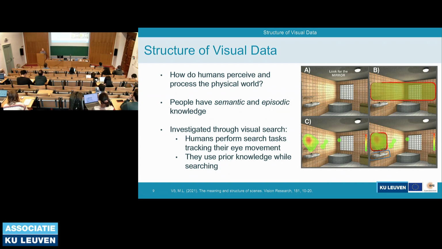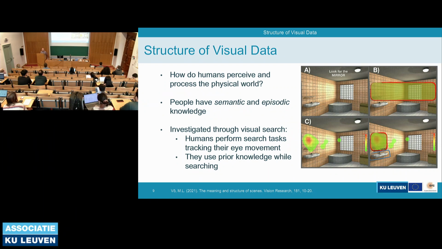So now we have a look at the structure of the physical world and of visual data. And here we look more at how humans perceive the world. What was discovered is that humans have 2 types of processing over the physical world, and that is semantic knowledge and episodic knowledge. So you can imagine you are in a kitchen and you're looking for the bread. If it's your own kitchen, you know exactly where your bread is stored, and you go to the fridge and it's on top of the fridge, for example.